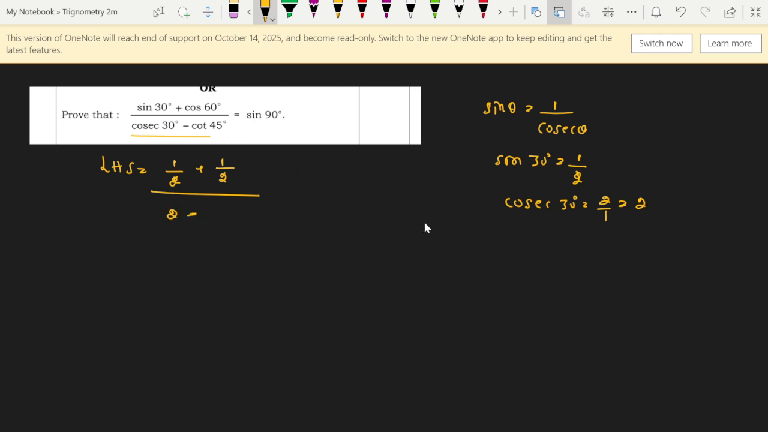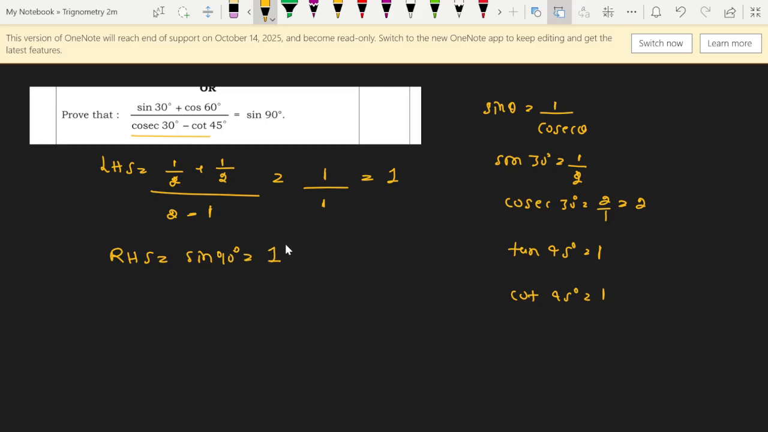And cot 45 degree: if tan 45 degree is 1, what would be the cot 45 degree? That is the reciprocal of that one. 1 by 1 always remains the same. So 2 minus 1. Here 1 by 2 plus 1 by 2 in the numerator is equivalent to 1, and in the denominator 2 minus 1 is equivalent to 1. Now what is the RHS given over here? RHS is sin 90 degree. Sin 90 degree is also 1 only.